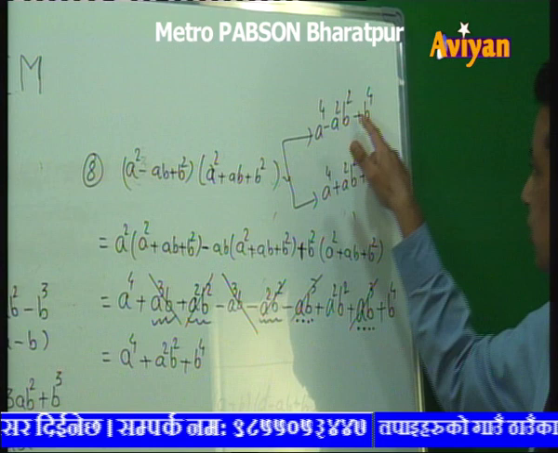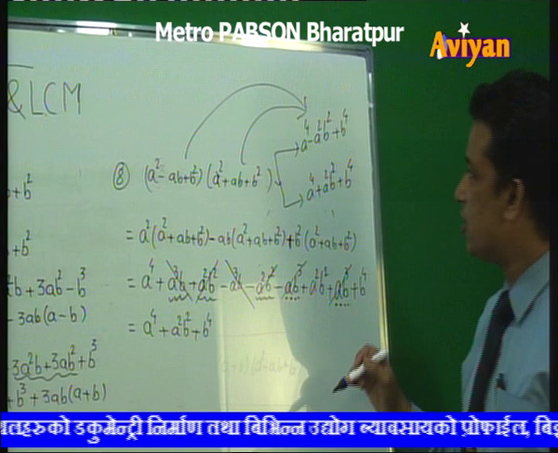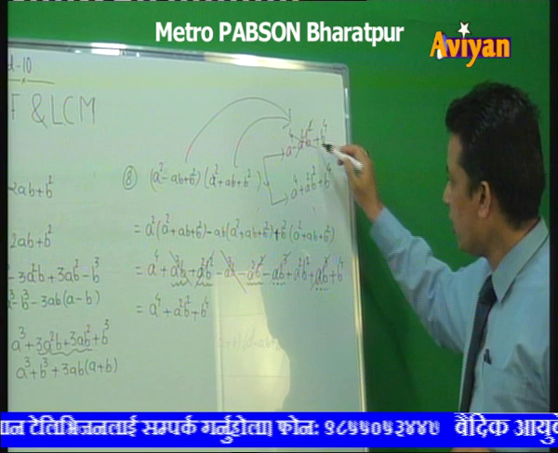Plus, plus, plus. It looks like the product may come this way. But look, this is wrong. This is why mathematics is interesting. This is why algebra is interesting. What you see, it doesn't happen. You must do it. Mathematics is to practice. So, this is wrong. This is right.